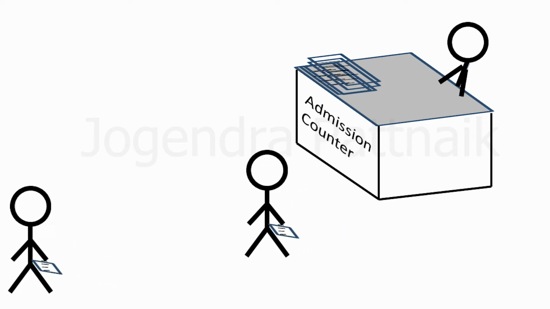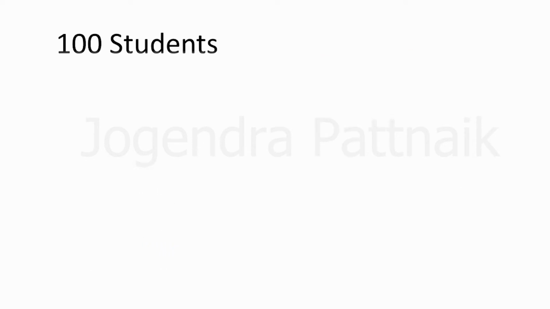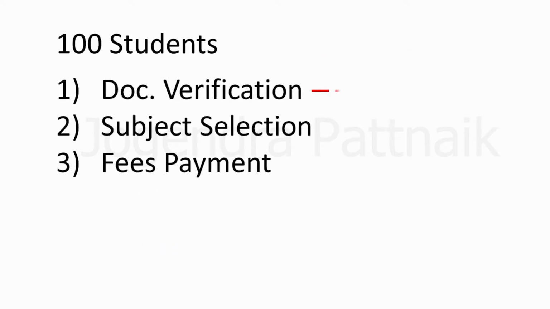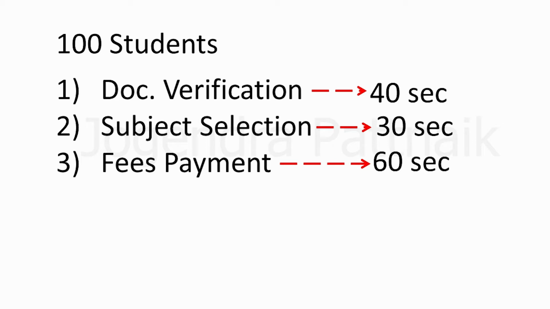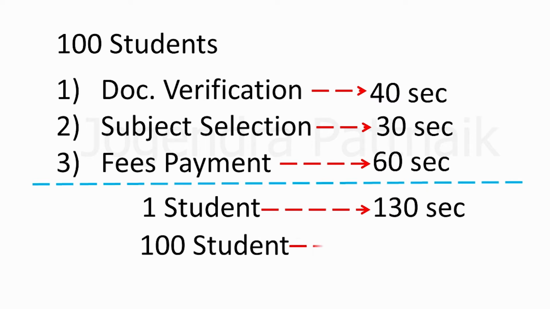Let's calculate to find out the amount of time required to complete the process for 100 students. Let's assume the document verification procedure will take about 40 seconds, the subject selection procedure will take 30 seconds, and the payment of fees will take about 60 seconds. The total time for a single student will take about 130 seconds, and for 100 students it will take about 13,000 seconds. We will use the above value to compare this serial model with our parallel models.